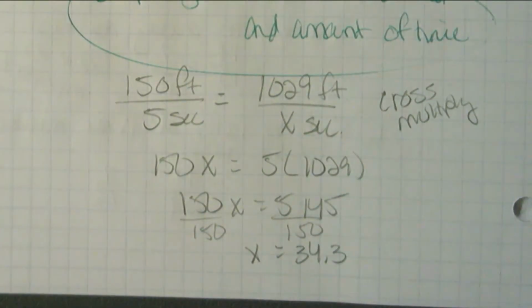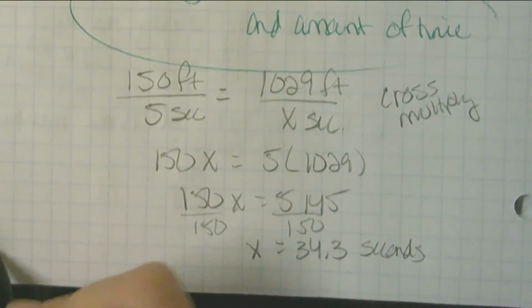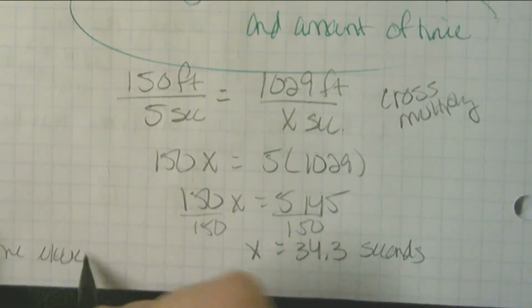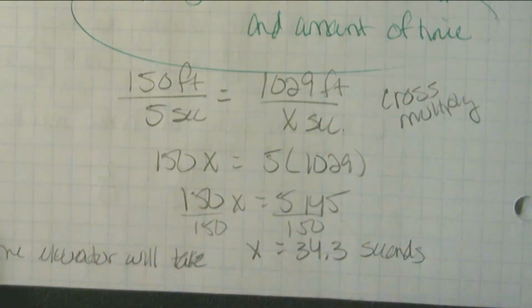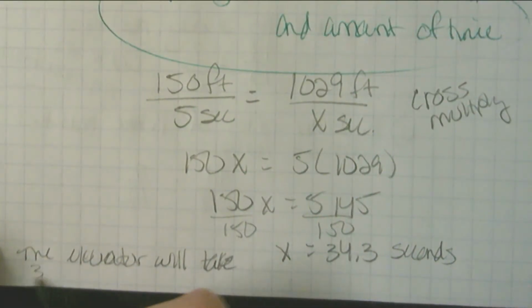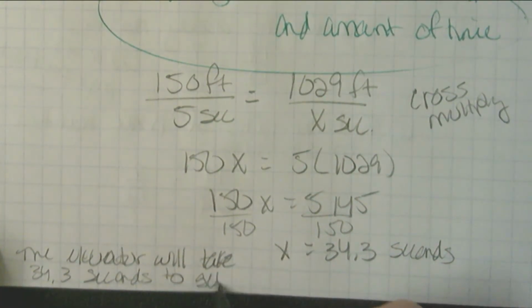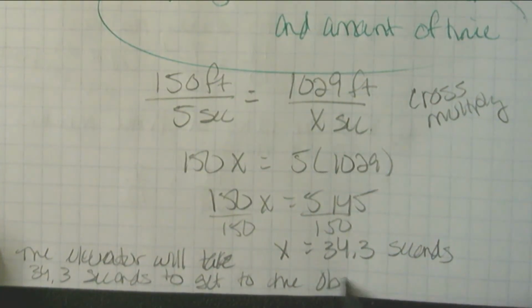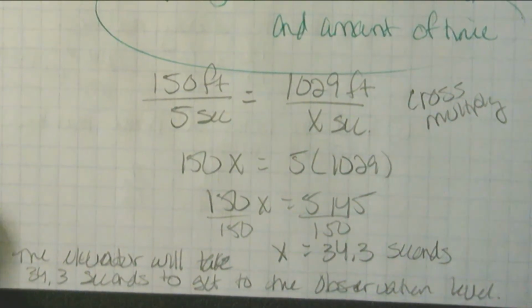Okay, so now you've got to say to yourselves, x is my number of seconds. Do I want it? Can I have 34.3 seconds? Yeah, so that's going to be my answer. And then I'm going to put it in a sentence. The elevator will take, you can say this any way you want, I'm just going to say will take 34.3 seconds to get to the observation level, or something like that. Okay?